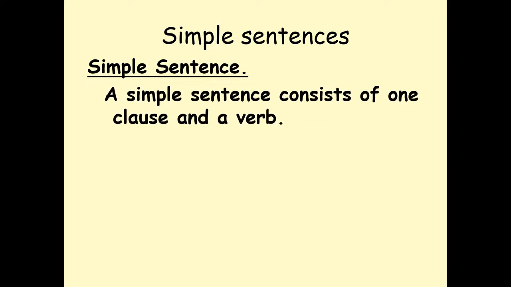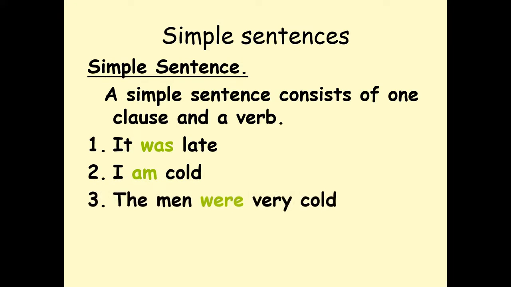Let's look at simple sentences. Now, simple sentences consist of one clause and one verb. For example, it was late, or I am cold, or the men were very cold. Notice there that there is only one verb in the sentence and also one clause, a main clause. The surgeon is ready.